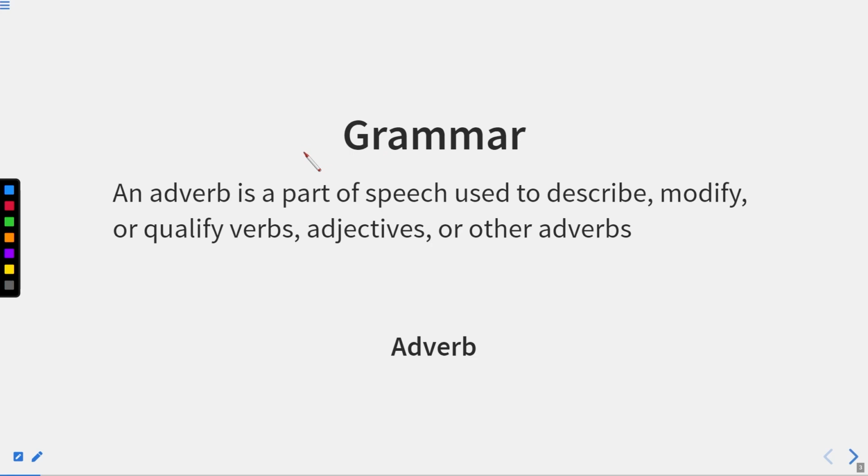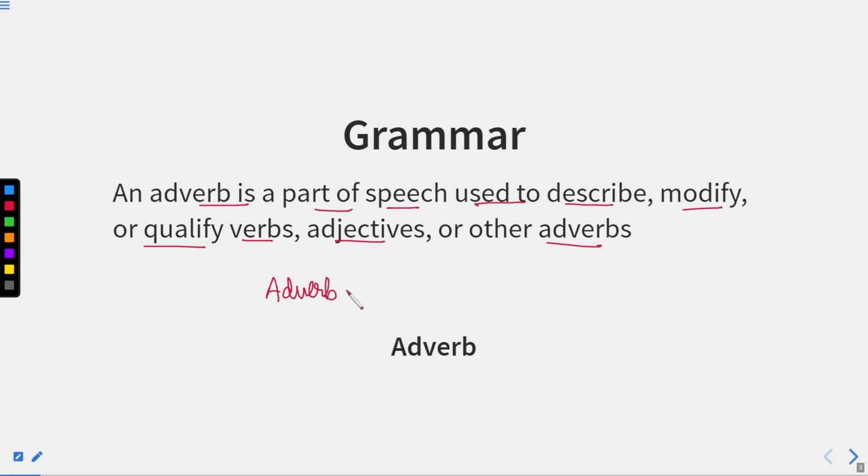So first, let me remind you the definition of adverb that we have already discussed earlier. An adverb is a part of speech used to describe, modify, or qualify what? Verbs, adjectives, or other adverbs. So there are basically three functions of adverb. What are the three functions of adverbs?